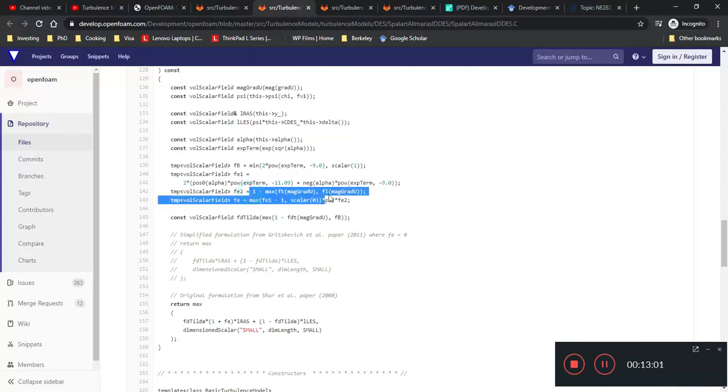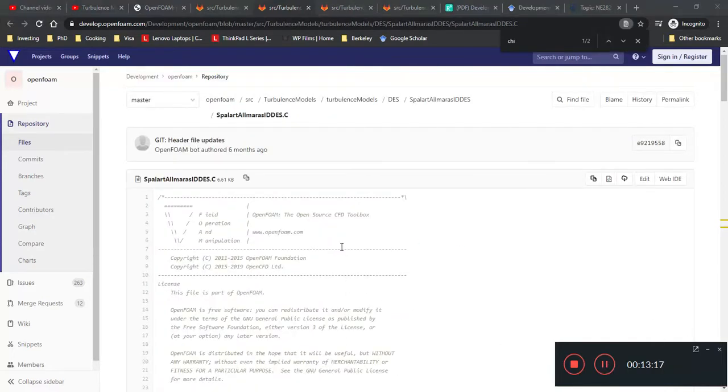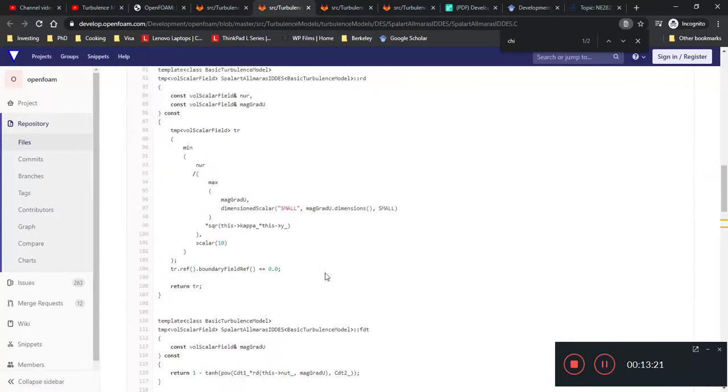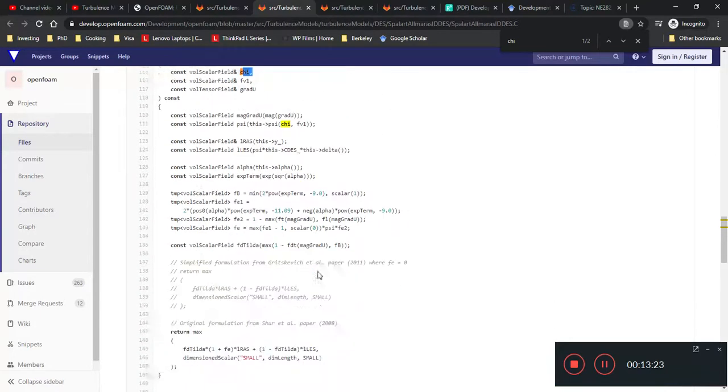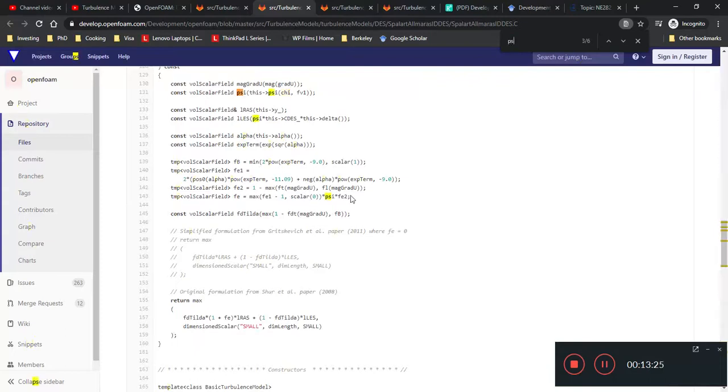FE2 is over here. Okay, so FE is equal to max blah blah blah. There is a psi here for some reason. Okay, then there's a FE2. Oh, okay, I think I know why there's a psi there. This was for the Spalart-Allmaras version. So that's why there's a psi here. You see there's a psi here in the FE2.